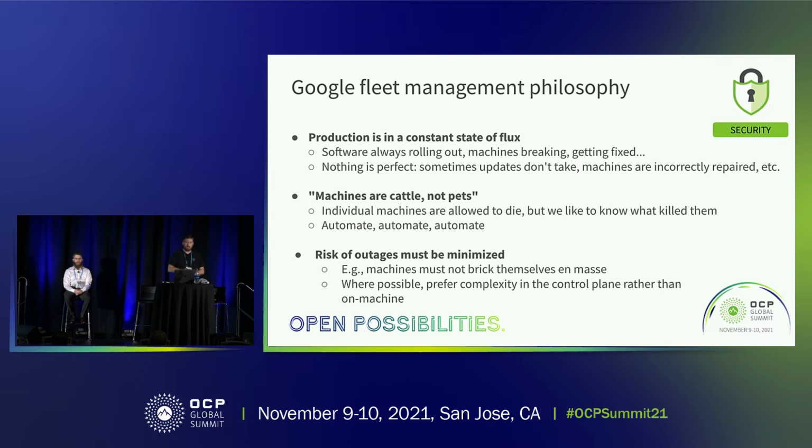So, some design constraints, some fleet management philosophy from Google. Hard-won lessons. Production is in a constant state of flux. The fleet is never standing still. You have machines, software rolling out, rolling back, machines breaking and getting fixed. Nothing's perfect. Sometimes you'll roll out some software, and for the vast majority of machines it'll take, but for a few, it doesn't. And that is not a sign that someone is attacking your fleet and messing with your infrastructure. That is a sign that we live in a mortal world and stuff goes wrong. You have to be cognizant of that.